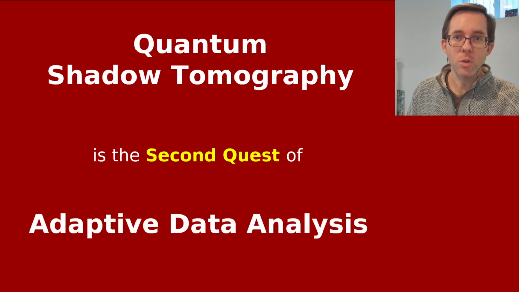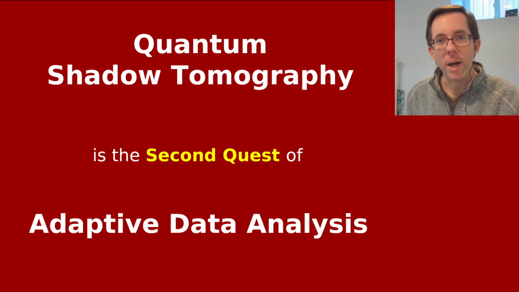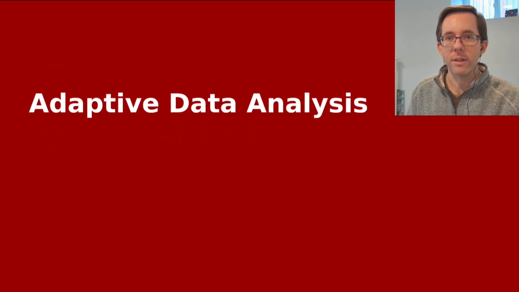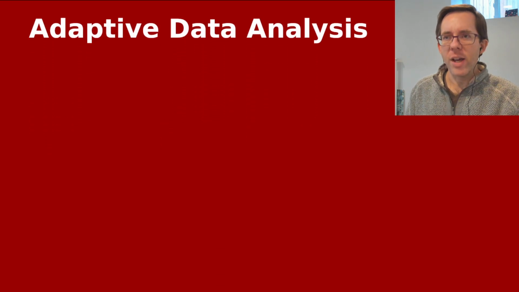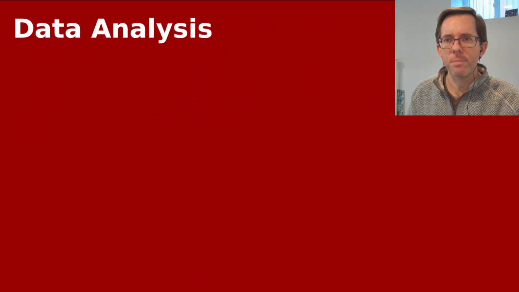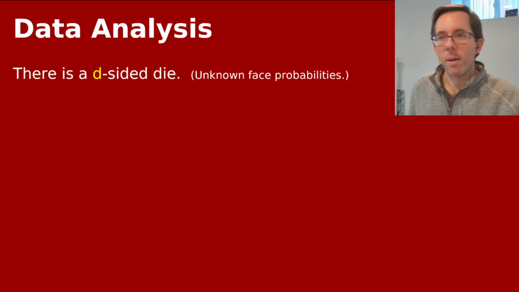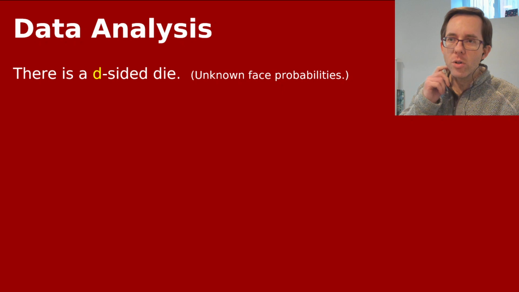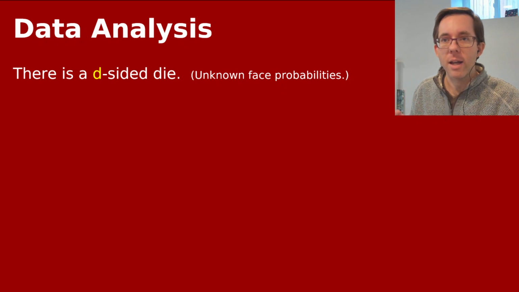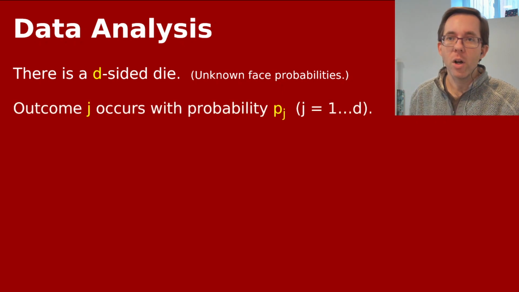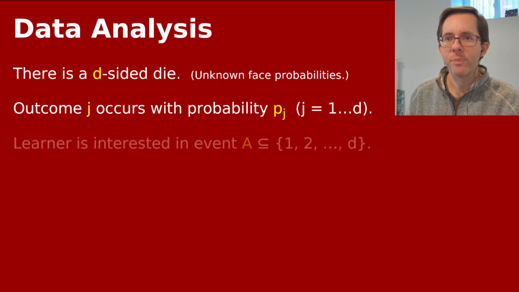So in order to tell you about this quantum topic, shadow tomography, the first thing I'm going to tell you about is the classical analog, adaptive data analysis. Now let's in fact start with something even simpler, just data analysis, you might call it. So in the data analysis problem, there's an unknown probability distribution, which you can think of like an unknown die. It has d sides, but you don't know the probabilities of the various faces coming up. So there are unknown p1 through pd, and outcome j occurs with probability p sub j.